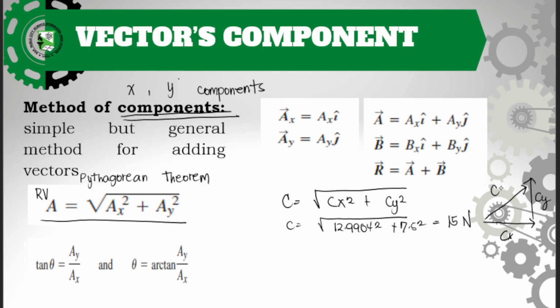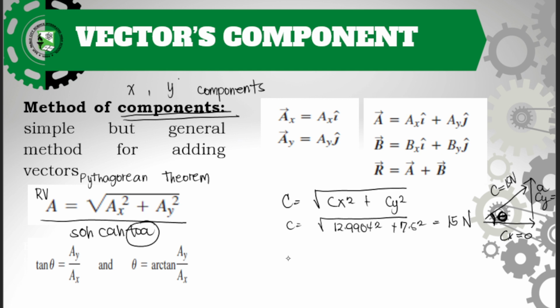So our resultant C using the Pythagorean theorem is equal to 15 newtons. We still need to find this angle. How do we do that using the right triangle rule and SOHCAHTOA? Since what we're looking for involves the opposite, Cx is the opposite side of our right triangle and Cy is the adjacent side. We're looking for this angle.